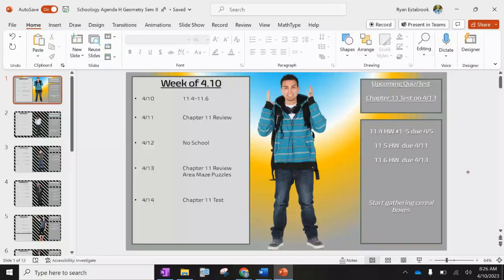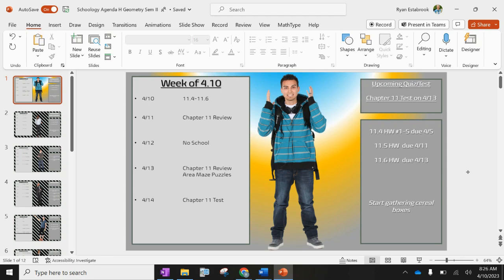For the week then, finish up the 11.4, 11.6 notes. We pretty much got through that today. Tomorrow, Chapter 11 review. Wednesday is a testing day. It's not no school, it's testing day. On Thursday, Chapter 11 review, there's area maze puzzles that are in there.